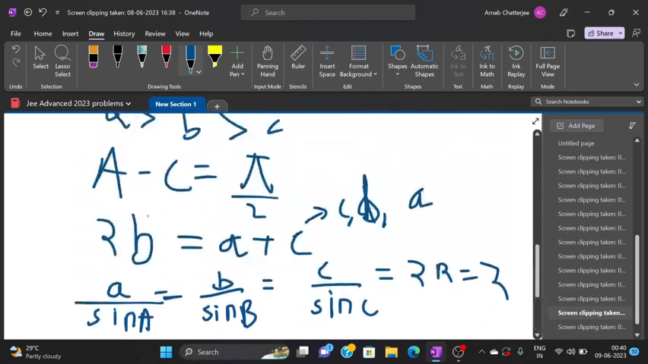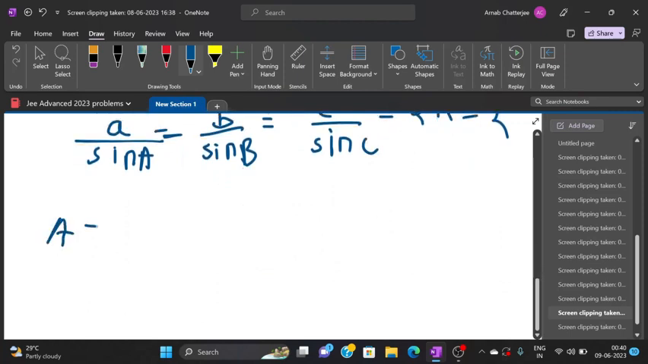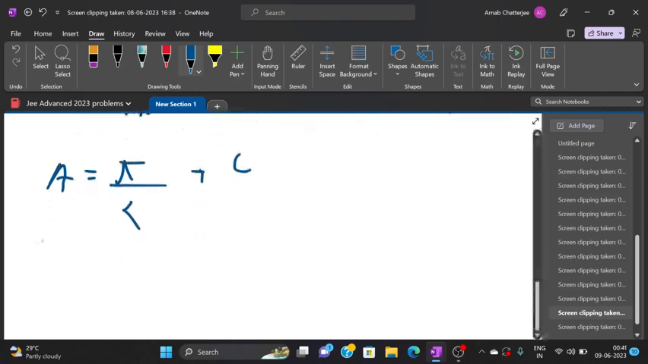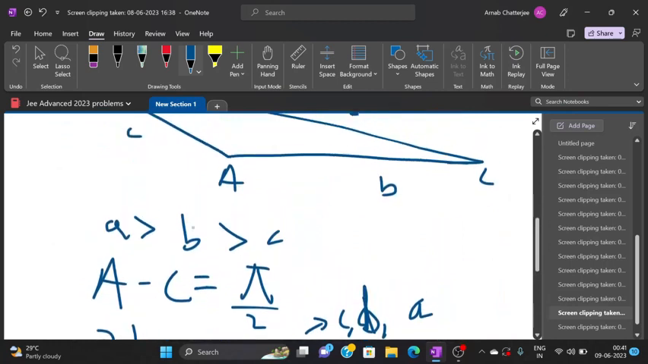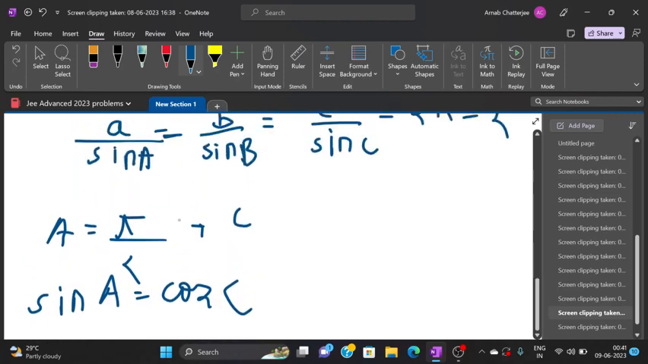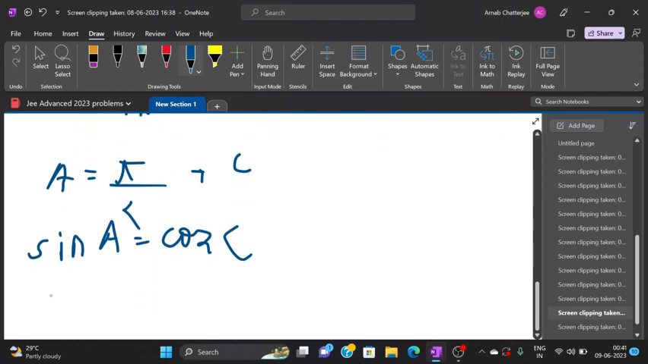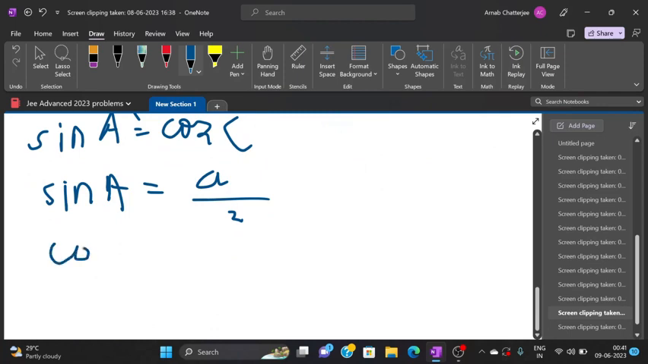So let's start solving. From the first equation, A minus C equal to pi by 2, we send C to the other side. A is equal to pi by 2 plus C, and take sine on both the sides. So sine A is equal to cos C. Now, put in this sine A is equal to cos C. We'll use it. See how. We have sine A is equal to A by 2. And we have sin C equal to C by 2.